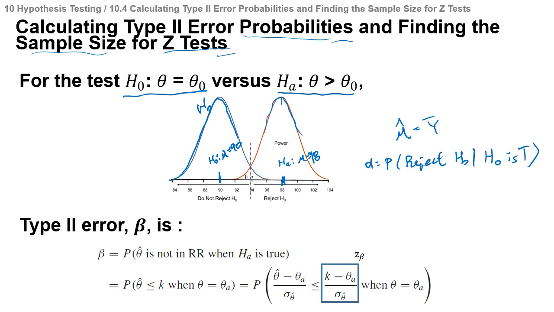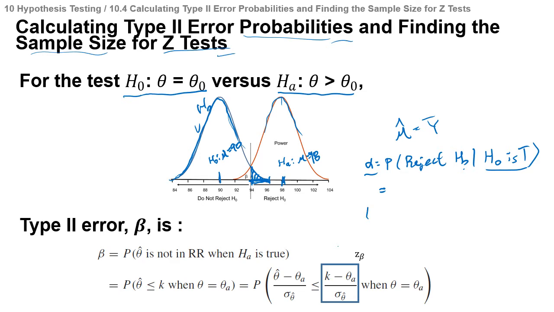So given H0 is true, the true distribution is this blue distribution, and rejecting H0 implies that the rejection region would be this part. Rejection region is this part, so this is the area here. So this blue area is alpha.